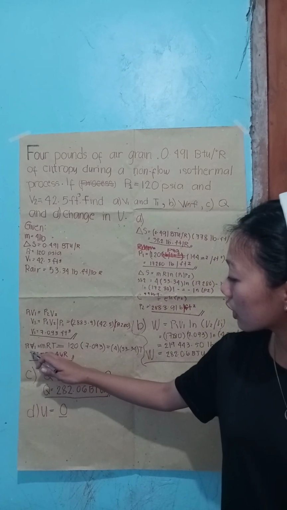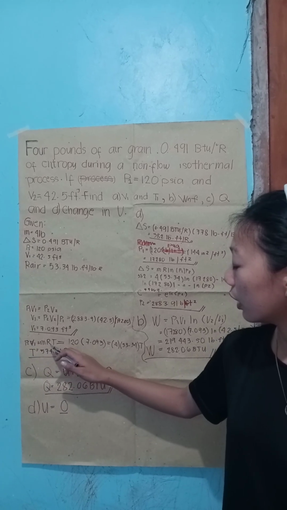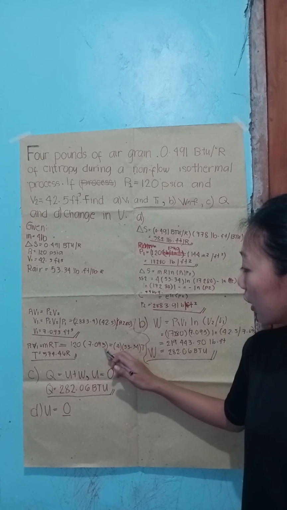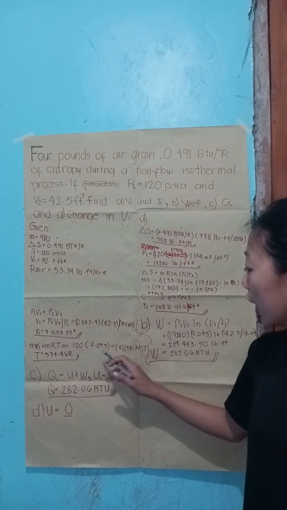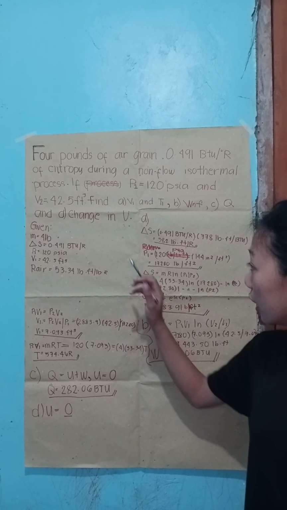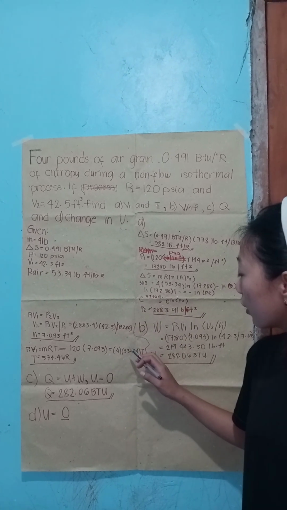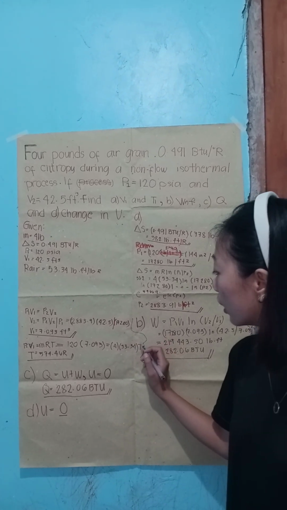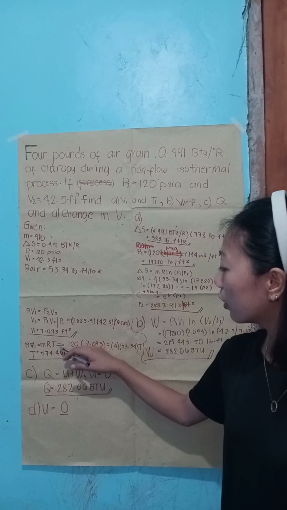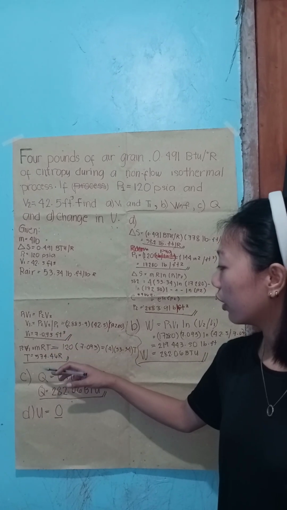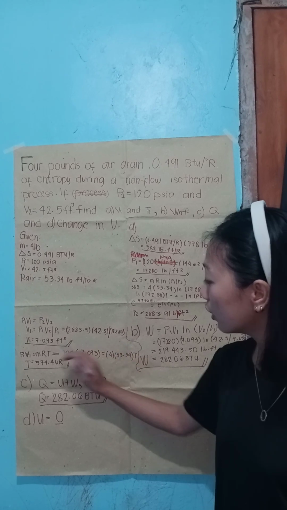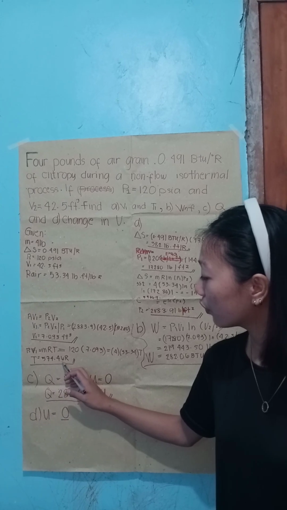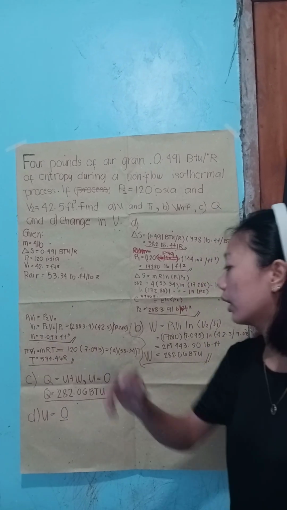And now we can get the temperature. I am also using this P1 V1 equals MRT formula. Now, 120 times 7.093, which is the initial V1, is equal to the given mass, and then the given gas constant for air, which is 53.34, and then the T. By inputting it, also you can use shift solve in the calculator. By inputting this one, we can end up with the final answer, which is 574.46 gas constant. This is the temperature.